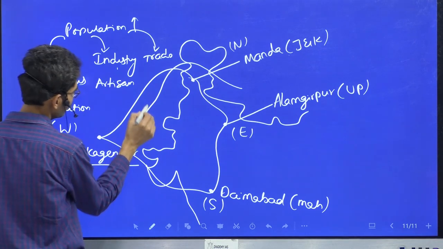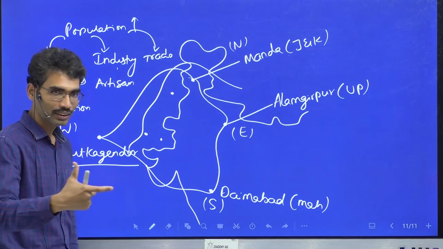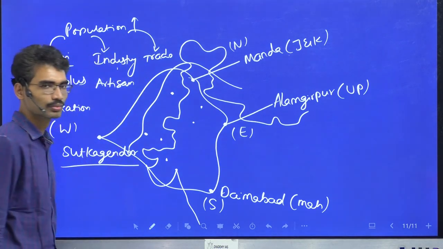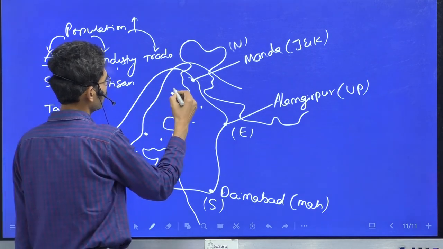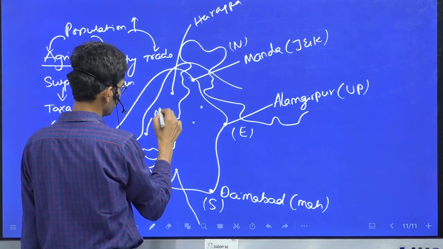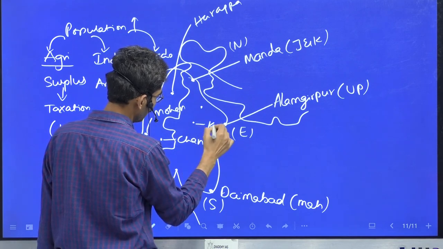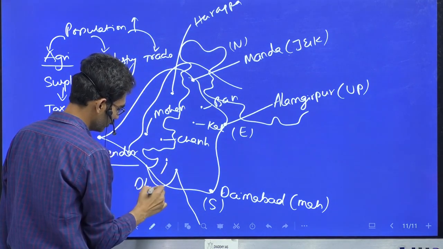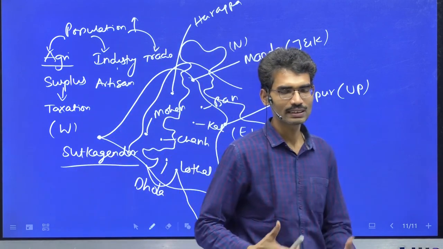Now they had interaction internally also. There are so many such places within this boundary. Harappa, Mohenjo-daro, Chanhu-daro, Kalibangan, Banwali, Dholavira, Lodhal. Likewise, so many cities emerged.